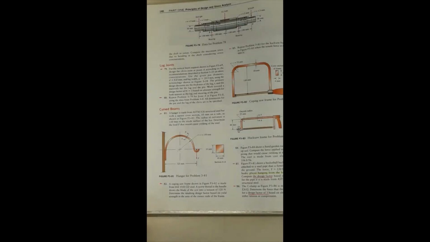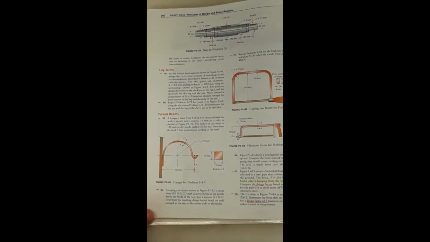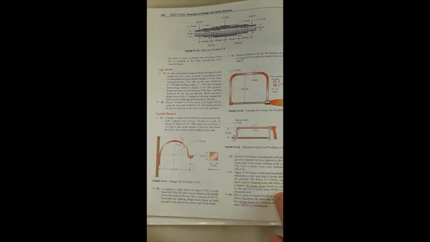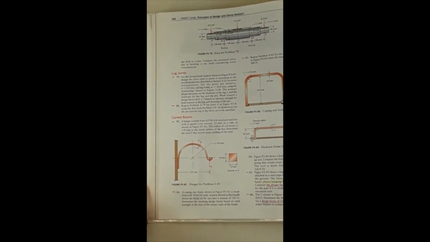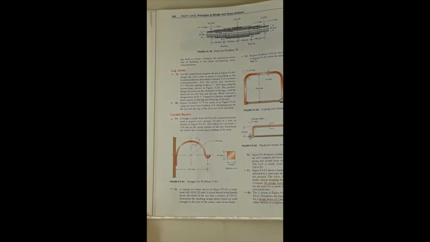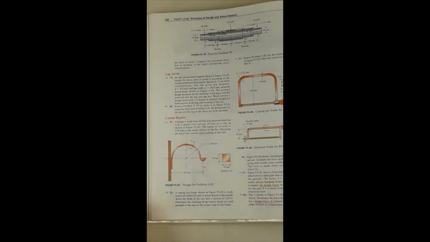Alright, so out of chapter 3, we're going to solve problem 81 on curved beams. It's a curved beam problem. Let's see what the text says. A hanger is made of ASTM A36 structural steel bar with a square cross section of 10 by 10 millimeters. As shown, the radius of curvature is 150 millimeters to the inside surface. Determine the load F that would cause yielding of the steel.